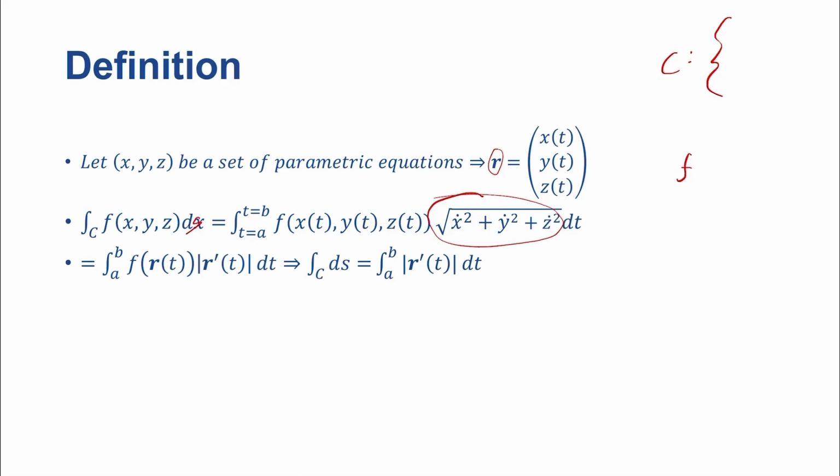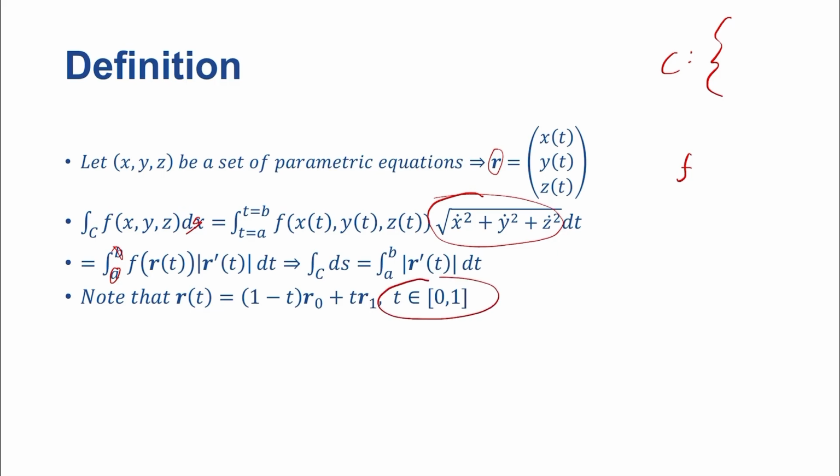It's implied that we're integrating with respect to our t bounds. Then also note that if I want to find the vector equation for a line, and I'm given two vectors, my initial vector and my ending vector, then I can define the vector function as r of t equals 1 minus t times r naught, the first vector, plus t times r1, the second vector. And then t will go between 0 and 1 for this. So that's how we set up this vector equation such that t can go between 0 and 1.